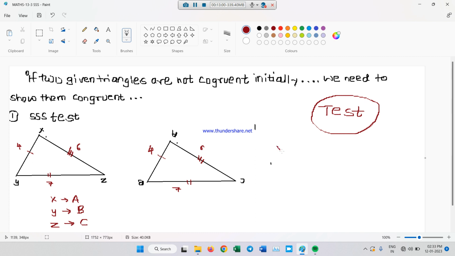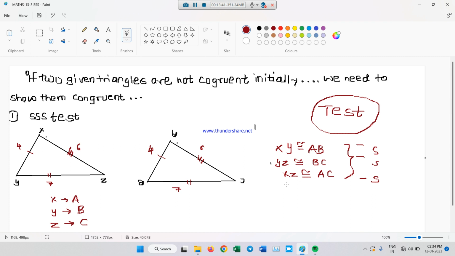So what we will say here, we will say the XY is congruent to AB. Okay, then we will say the YZ is congruent to BC, and the last we will say XZ is congruent to AC. Okay, means what? All three sides are contributing in making these two triangles congruent to each other. I will repeat my statement.